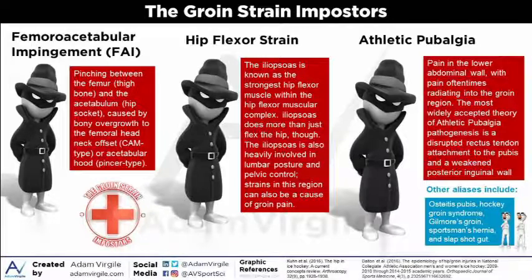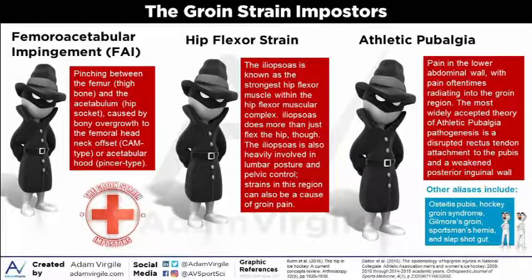Okay, the second one is hip flexor strain. The iliopsoas is known as the strongest hip flexor muscle within the hip flexor muscular complex. Iliopsoas does more than just flex the hip. The iliopsoas is also heavily involved in lumbar posture and pelvic control. Strains in this region can also be a cause of groin pain.